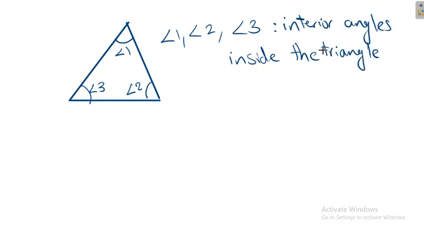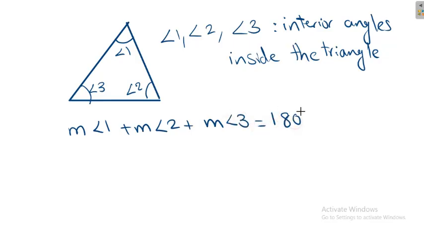The theorem says the summation of all interior angles of any triangle is equal to 180. So in any triangle, measure of angle 1 plus measure of angle 2 plus measure of angle 3 will equal 180. And this is the third 180 we have in this lesson. The first one was the sum of measures of all angles on one side in a straight line is 180. The second, the summation of supplementary angles is 180. And the third one is the summation of all interior angles of any triangle is 180.